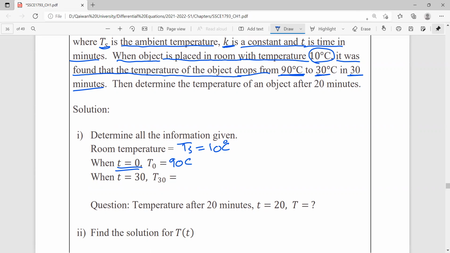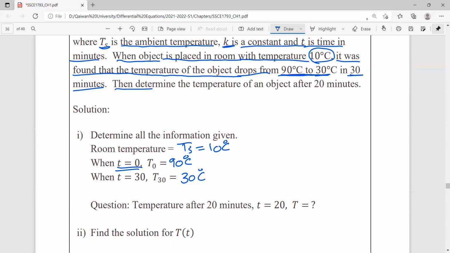And also, after 30 minutes, the temperature of the object becomes 30 Celsius degree, as it is given from 90 to 30 in 30 minutes. That means at time 0, the temperature is 90, and at time 30, I mean after 30 minutes, the temperature of the object becomes 30 Celsius degree.